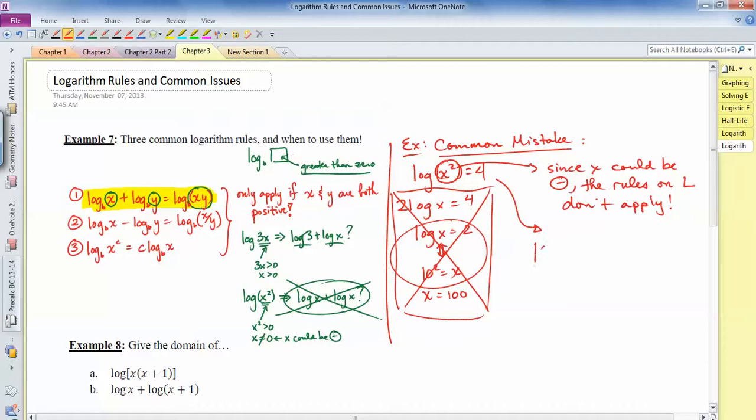So right off the bat, you could say 10 to the fourth equals x squared. 10 to the fourth is 10,000. And then when you take the square root, you get plus or minus 100. So that's the way that you don't lose out on any of your answers.